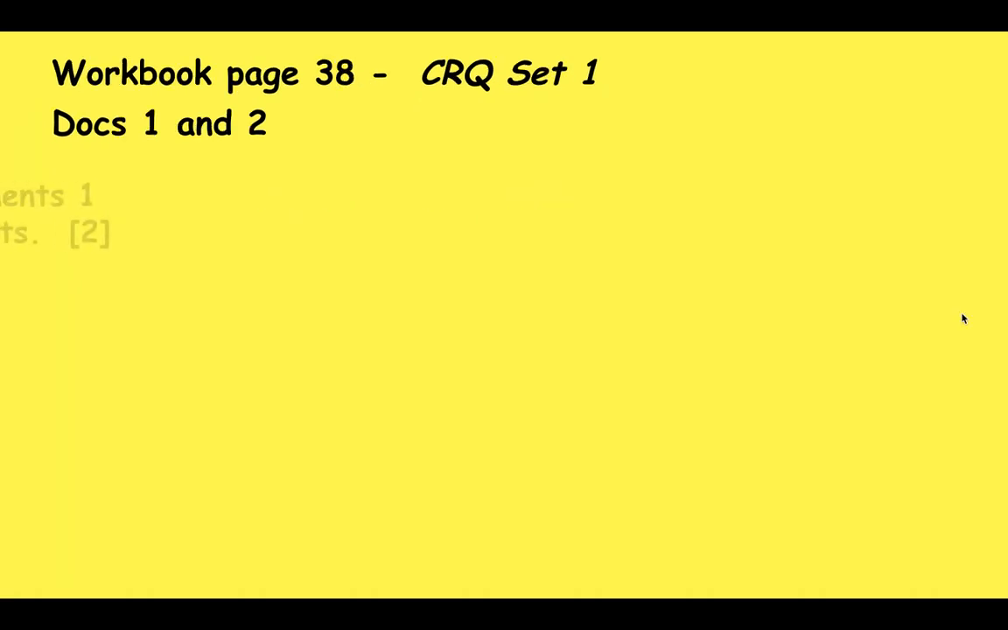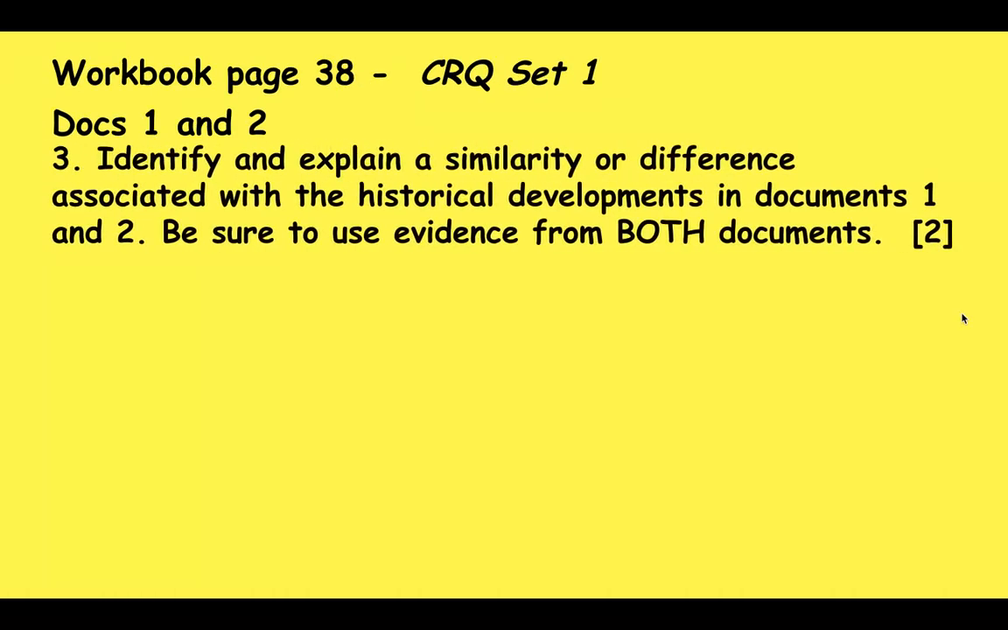Now we go to question 3, which is asking for a relationship between documents 1 and 2. So let's see which relationship we're looking at. Question 3 says identify, and explain a similarity or a difference associated with the historical developments in documents 1 and 2. Be sure to use evidence from both documents in your response.